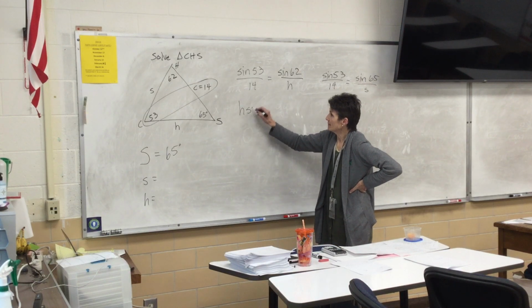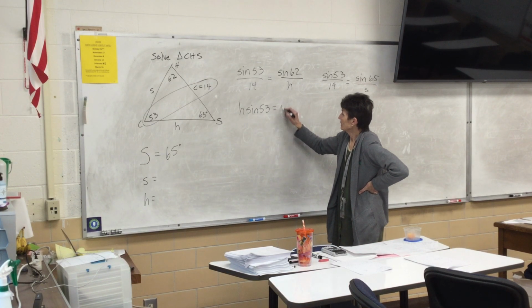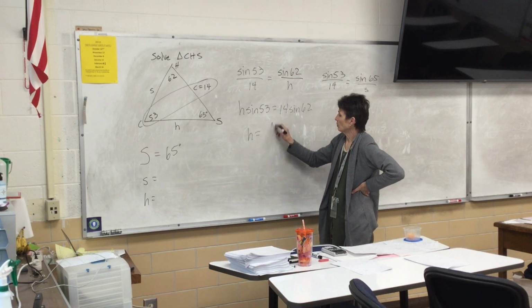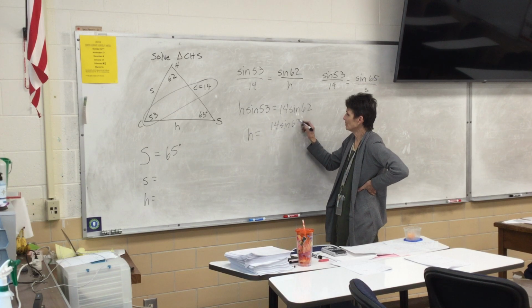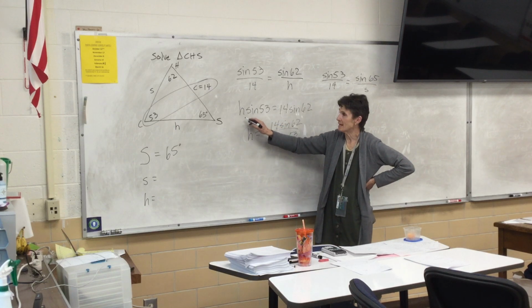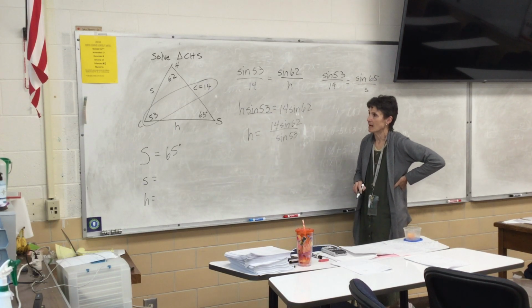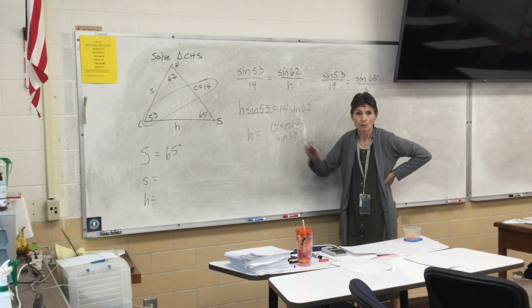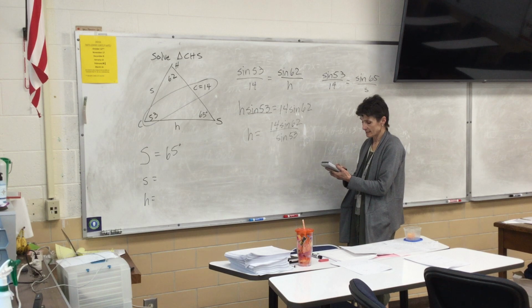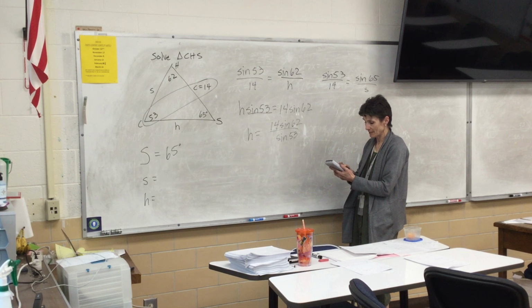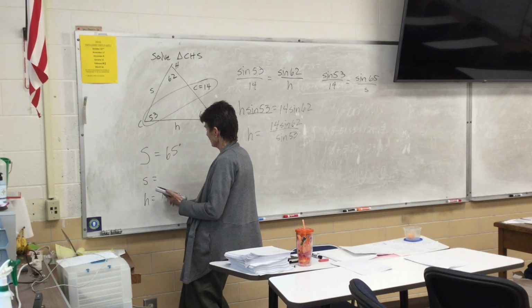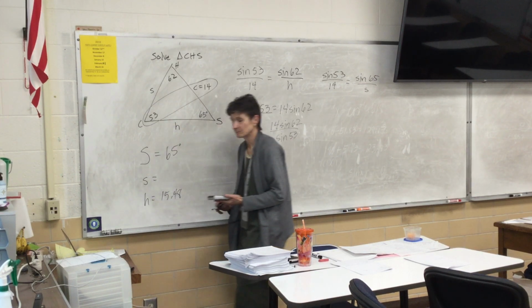So cross multiplying, h sine 53 equals 14 sine 62, and h equals 14 sine 62 divided by sine 53. I am solving for h, so I must divide by sine 53 to get h equals. So then I can go to my calculator, 14 sine 62 close parentheses divided by sine 53, 15.48. So that's h, 15.48.